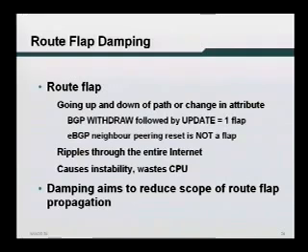The aim of damping was to reduce the scope of route flap propagation. So these prefixes were going up and down in a regular cycle, and you just didn't want to bother with those. Whereas if somebody's announcing a new address block, or maybe they had a break in their network which took them down for half an hour or a day or something, you would treat that normally.